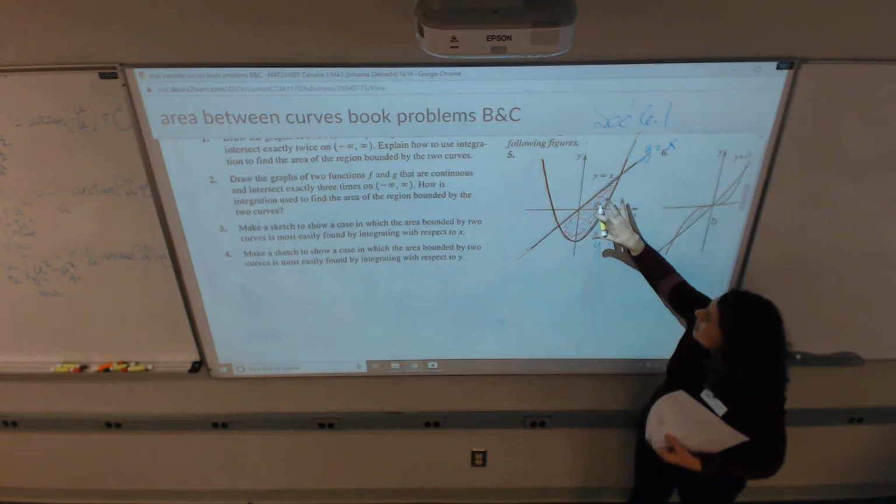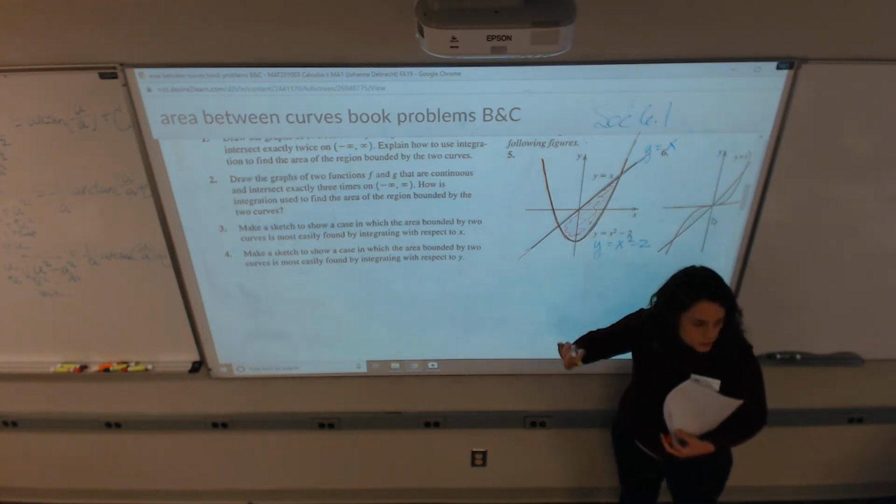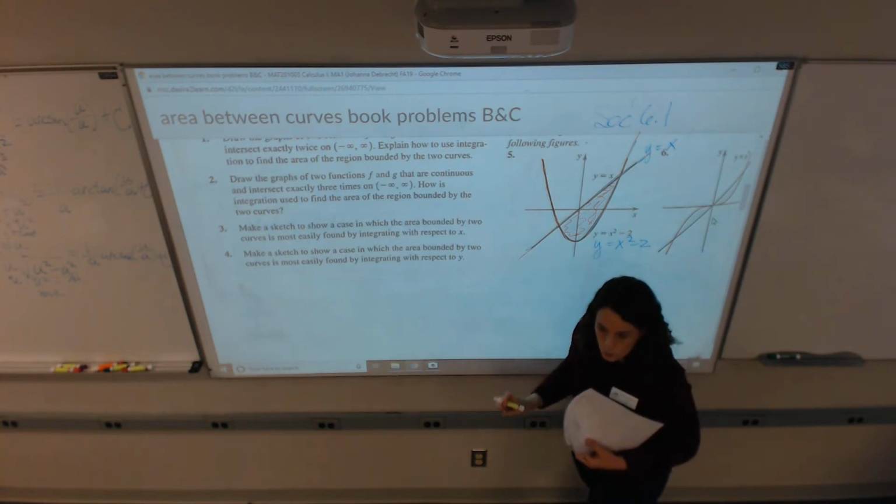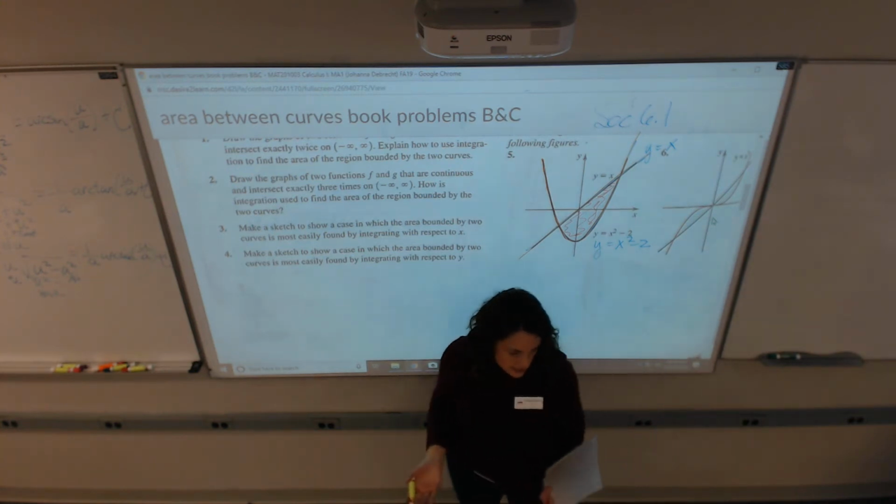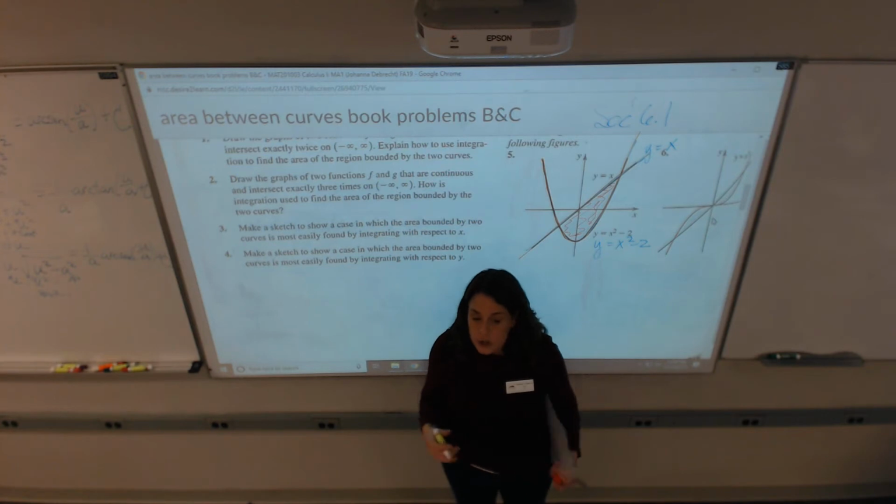Okay? I need to know whether I want to integrate with respect to x or y. We choose the one that's easiest. The answer is you can go either way.